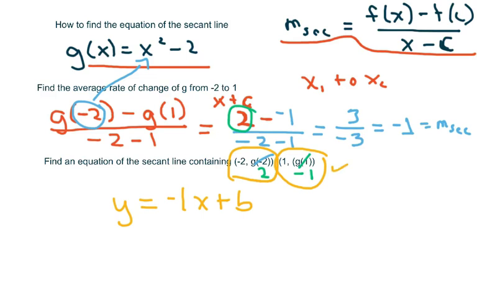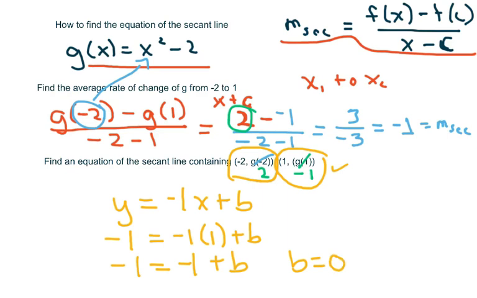So my y is -1, so -1 equals -1 times 1 plus b. So I get -1 equals -1 plus b. So b is 0. So the equation of my secant line is y. So you just plug the 0 back into the b here. So y equals -x.